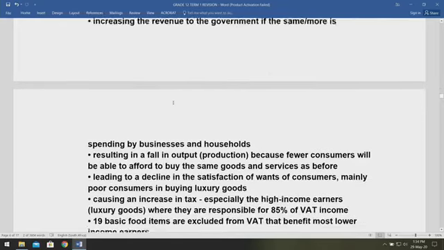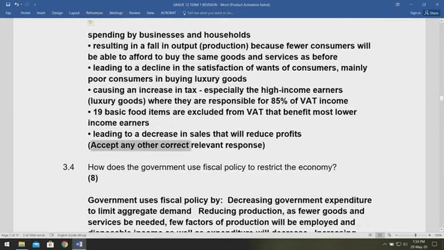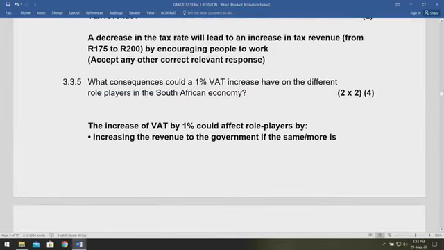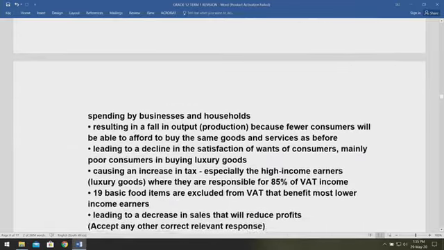You do not, once again, have to give a memo answer as set out here, because there they tell us again, accept any other correct relevant response, right? So what I need you to take away from this question is that when they speak about the role players, they're talking government, consumers, businesses, right? And it goes without saying, government is earning more income, but producers and consumers are having to spend more money, which is now going to cause them to reduce. Businesses are going to reduce their production levels, and consumers are going to reduce their spending.